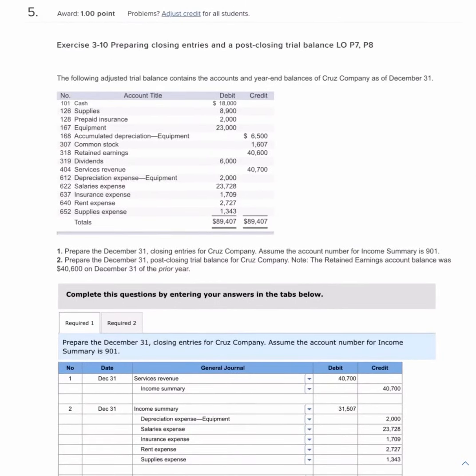So in this case, we are told that the following adjusted trial balance contains the accounts and year-end balances of Cruise Company as of 12/31. They want us to prepare the closing entries for them, assuming the income summary account is number 901. So here is why it is so important that you understand your normal balances. When you close an account, you must do the opposite of what you would normally do.